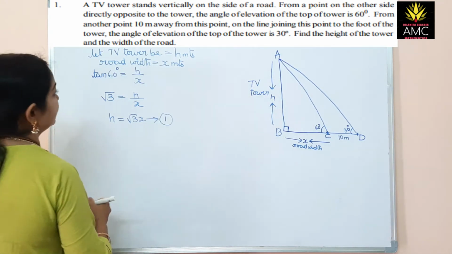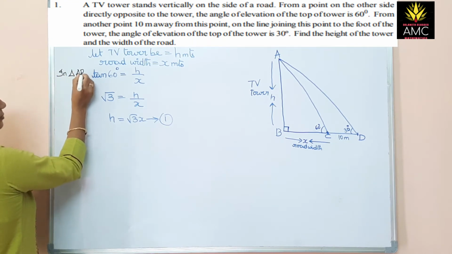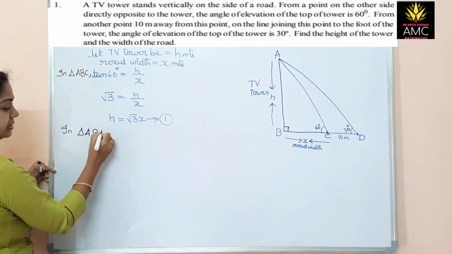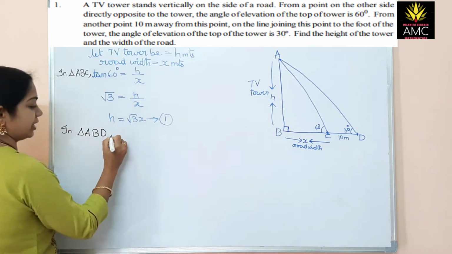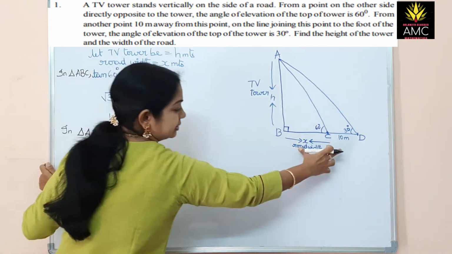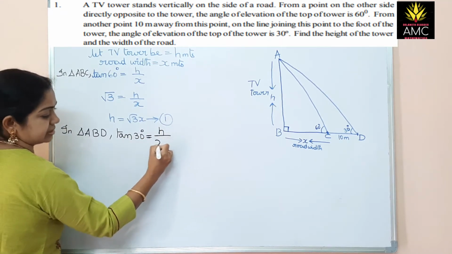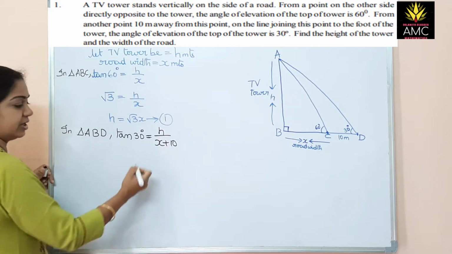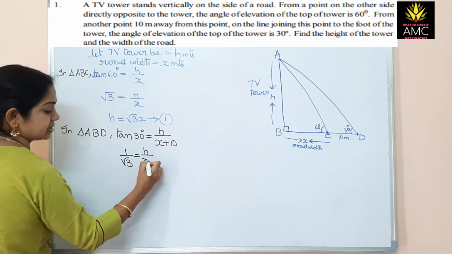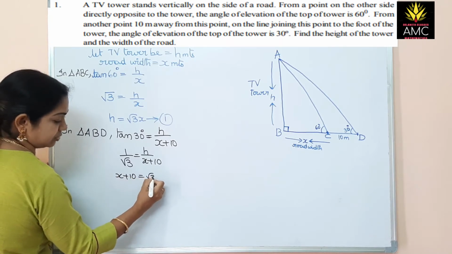Now here let me take another triangle. Here I'll mention it as triangle ABC, comma, here again triangle ABD. See the other triangle. Let's find the tan. Tan 30 degrees is equal to opposite by adjacent. So opposite is the same, h, adjacent is x plus 10, right? Now tan 30 degrees is 1 by root 3 and h by x plus 10. So just cross multiply, it comes to x plus 10 is equal to root 3h.